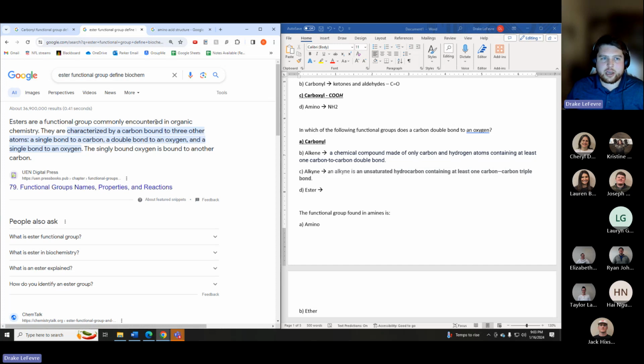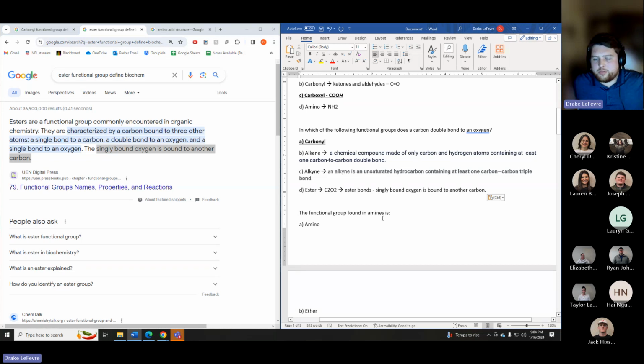Esters are a functional group commonly encountered in organic and inorganic chemistry. They are characterized by a carbon bound to three other atoms: a single bond to a carbon, a double bond to an oxygen, and a single bond to an oxygen. So an ester is a carbon single bonded to a carbon, and then two oxygens. It will most likely be written like C2O2. You will also talk about ester bonds, where the singly bound oxygen is bound to another carbon. You'll get into ester bonds later on. They are really important for the formation of lipids and that sort of stuff.